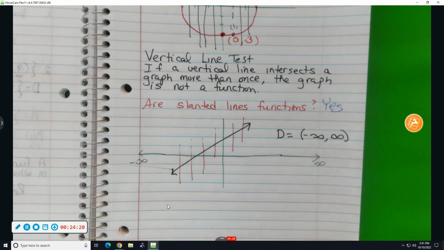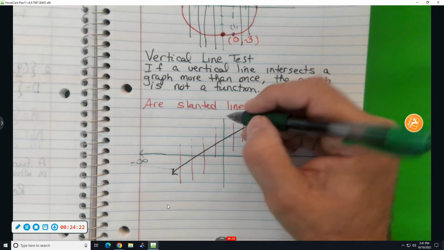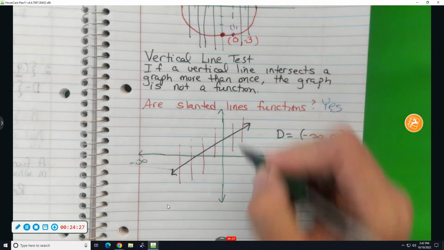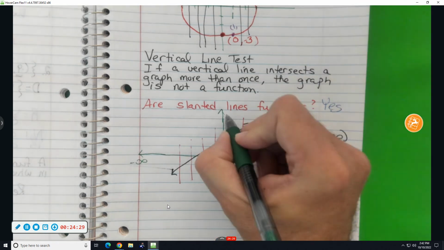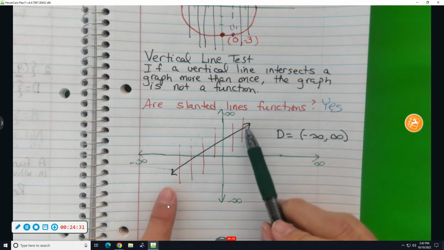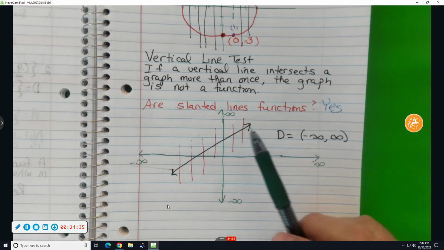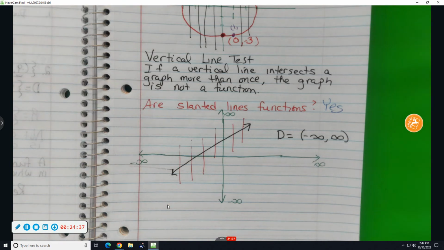Now, what about the y value? Does it go from negative infinity to positive infinity? Is it going to keep going up, up, up? Well, yes. Will it eventually hit the walls? That's what the domain is asking. Will it eventually hit the ceiling and the floor is what the range is asking.